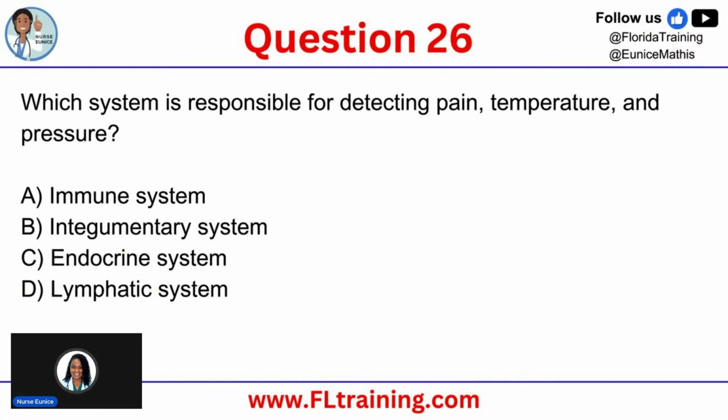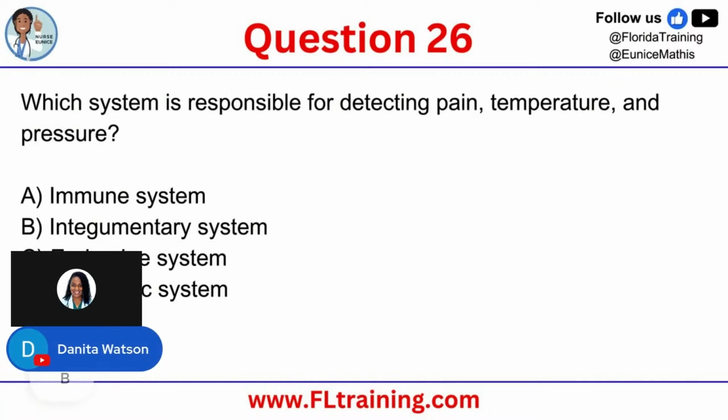This one's tricky, Anne-Marie. This one's tricky, Ebed. Miss Benita, this one's tricky. So everybody's giving me C. It's not C. Danita has it. She's the first one who put B.